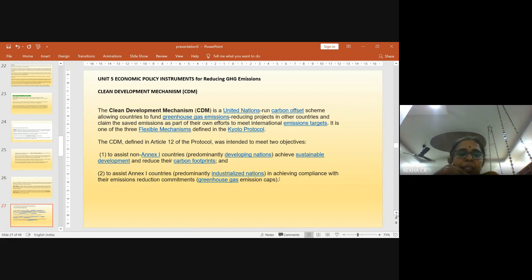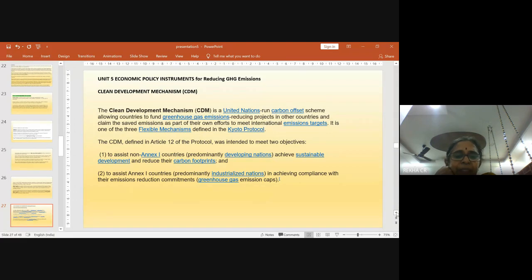So this CDM or Clean Development Mechanism is a United Nations run carbon offset scheme, allowing the countries to fund greenhouse gas emissions reducing projects in other countries, and claim the saved emissions as a part of their own effort to meet the international emission targets. It is one of the three flexible mechanisms defined in the Kyoto Protocol.